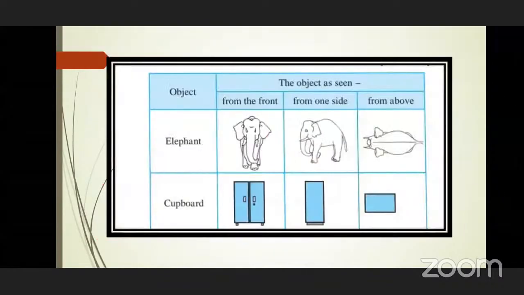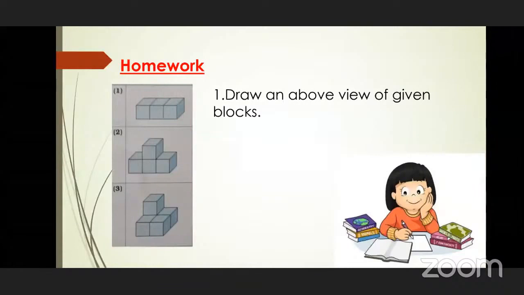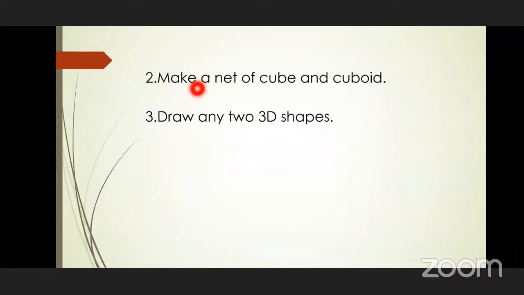Now children, here I am giving you homework. Draw an above view of the given blocks. Only the above view you have to draw. You don't have to draw a side view or a front view. These three 3D objects are given, and from this you have to draw the above view. That means this view. Understood?